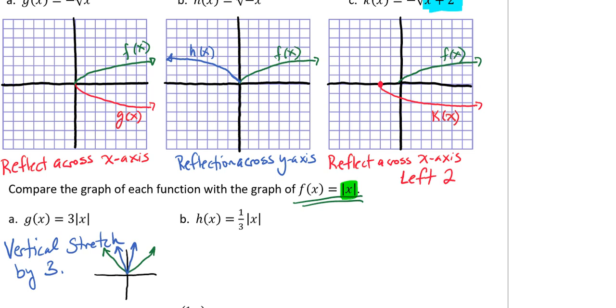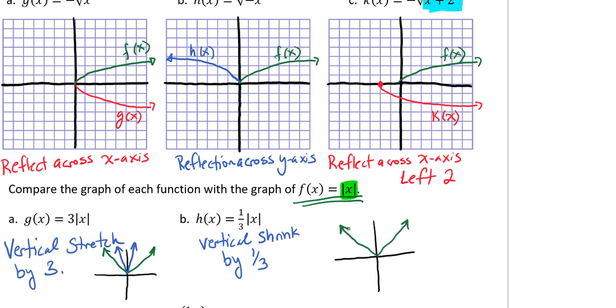So let's take a look at letter B. So we know that it's going to be a vertical because it's on the outside. But this time, our number is less than 1. So instead of being a stretch, it's going to be a shrink by a factor of 1/3. So think about what that just did to our last graph. We know that our parent function looks like this. And if a stretch pulled it up from the x-axis and made it narrower, shrinking should end up bringing it closer to our x-axis, making it wider.